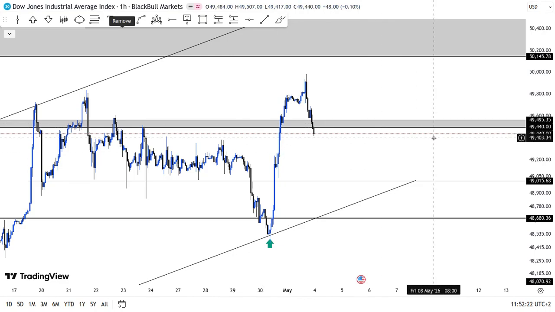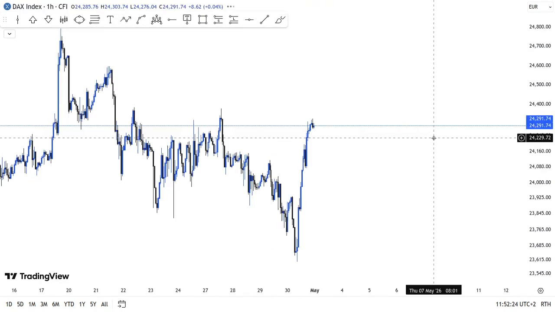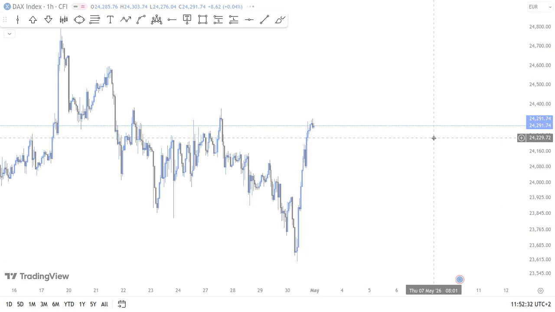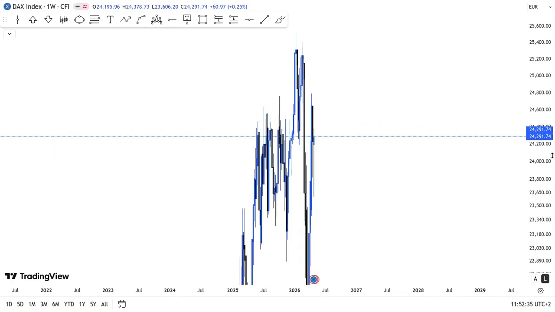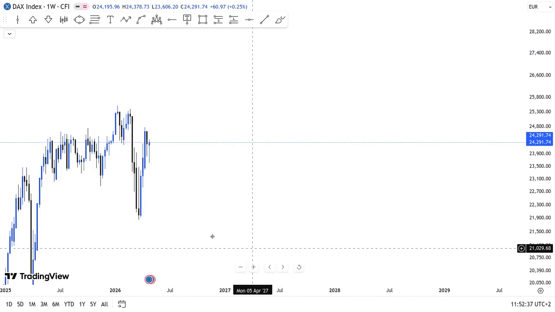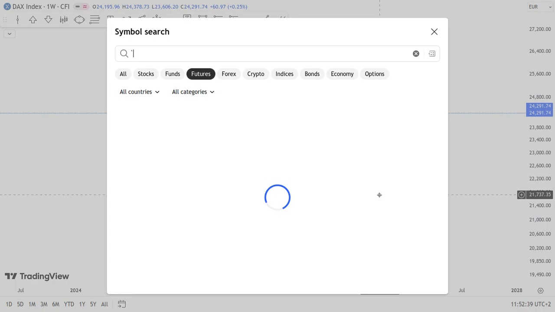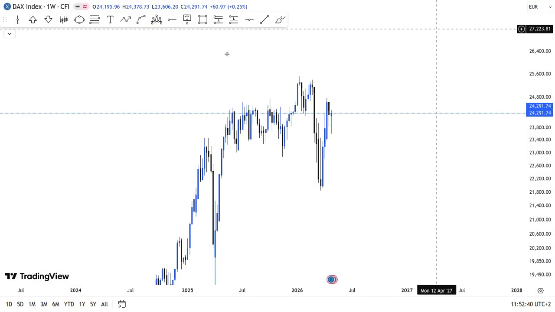Then coming to the German 30 or the DAX or the German 40, this is a bonus for you guys to understand. Mark your current high, then mark your current low using the line chart.